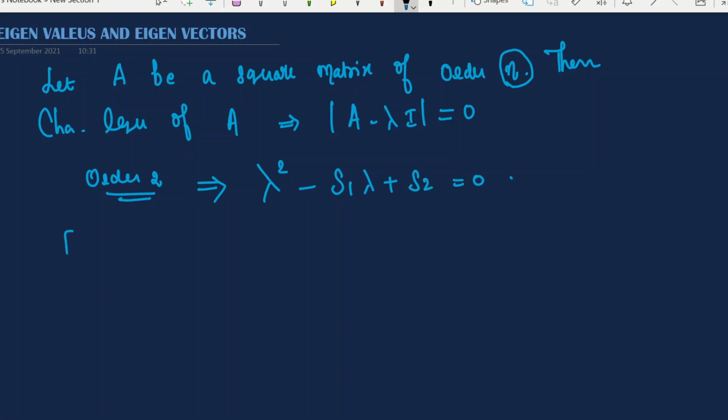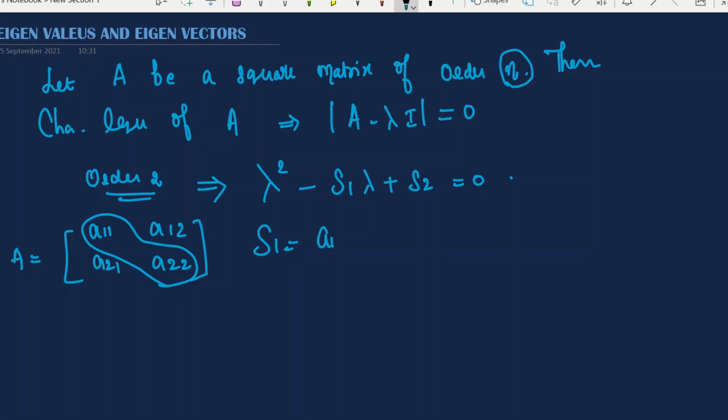So here let the matrix be A11, A12, A21, A22. This is my square matrix. So what is the value of S1? It is the sum of the leading diagonal elements, that is A11 plus A22. This is also known as the trace of a matrix. Next, S2 is the determinant of A.